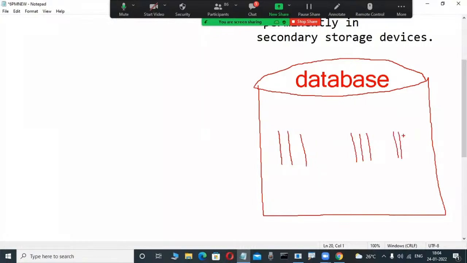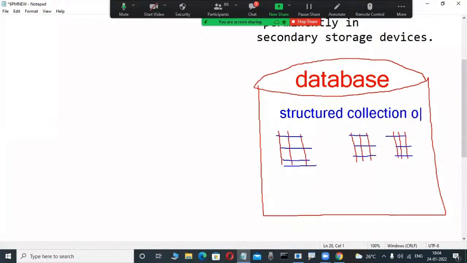Today I will tell you. The relational data model is a concept. Based on that only, they implement these products. These are called relational databases. Here, a structured collection of data is there. This is what I told in the previous class. Always these databases store a structured collection of data. Data is stored in an organized fashion only.